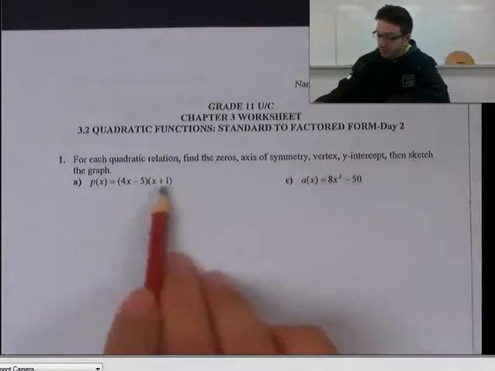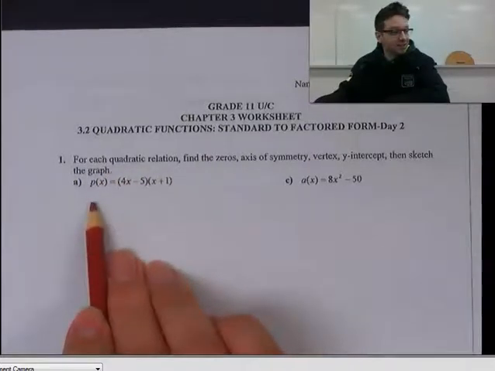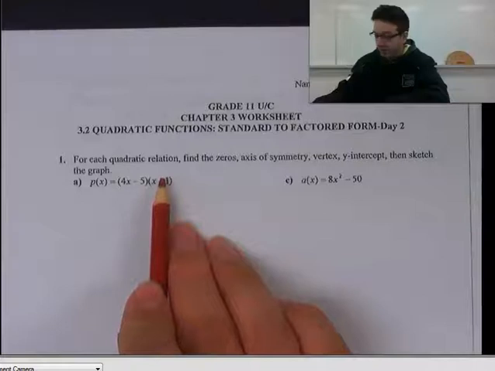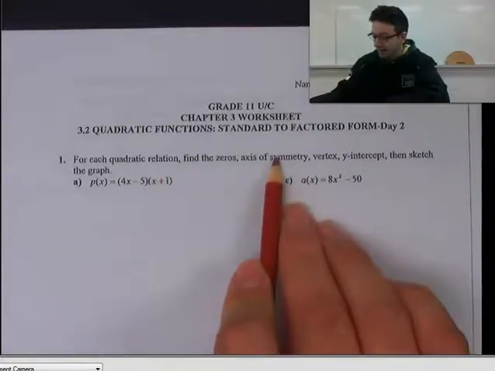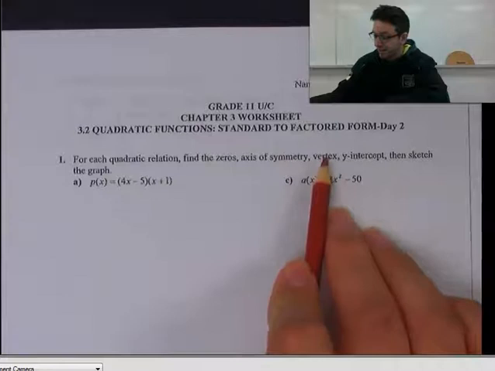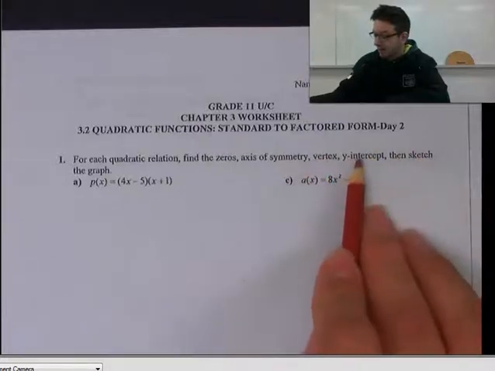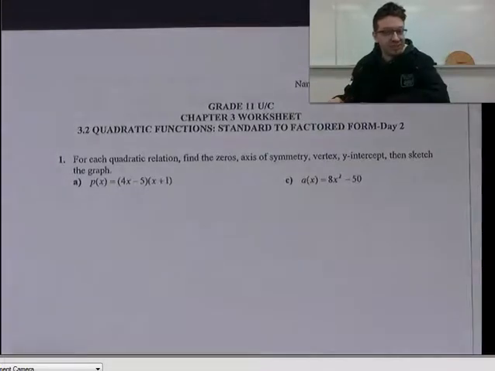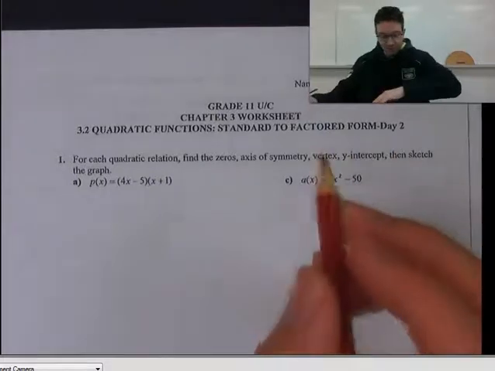And what we're going to do right now is practice a couple of examples in intercept form. We're going to find those x-intercepts, the axis of symmetry, the vertex. I'm also going to show you how to find the y-intercepts, and then we're going to sketch the graph based on this information. All right, so let's start with the first one.